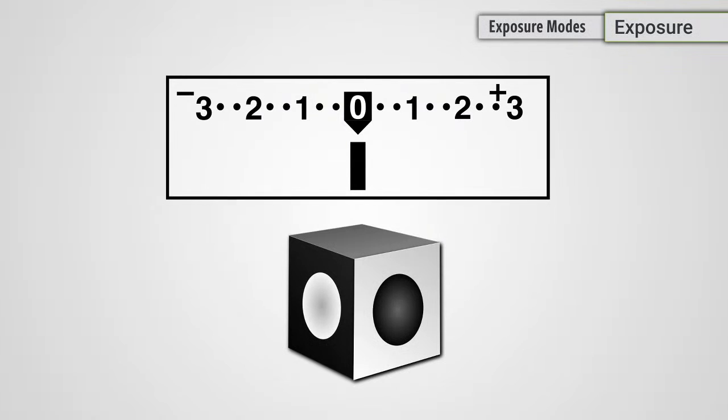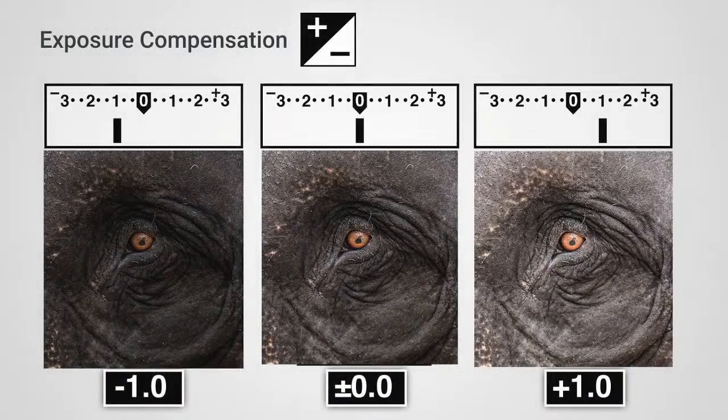So all the time when the meter is straight, it's fine. But what if the meter gives you a wrong reading? For example, this is a picture of an elephant's eye. You see, in this, the elephant's eye looks fine. That's because the meter is in the center. Sometimes it gives you a minus value, so this is underexposed, or a plus value, which is overexposed. So you have to decide which value is good for your picture.